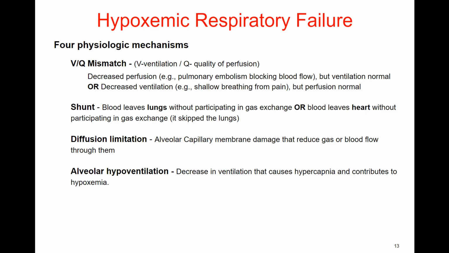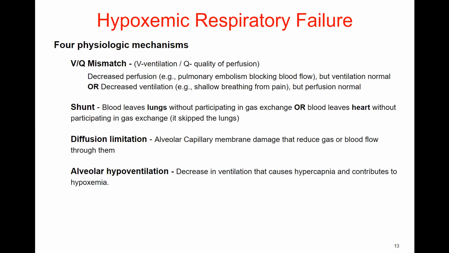That's like when a child is born with an anatomical defect and blood goes from the right ventricle to the left ventricle and skips the lungs. So that is also a shunt. The next one is diffuse limitation, which is when there is damage to the alveolar capillary membrane, like pulmonary fibrosis.